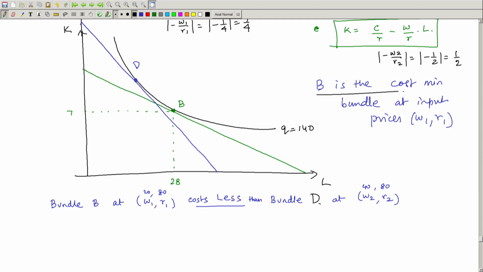Because B is the cost minimizing bundle at input prices W1 R1, any other bundle at those input prices will allow me to produce 140 units, but at input prices W1 R1 it is going to be costlier than the bundle B. In fact, you can notice that the isocost line passing through the bundle D at input prices W1 R1 is going to be at a higher level than the green line, which tells you that this bundle D at W1 R1. Let us make it W1 R1.